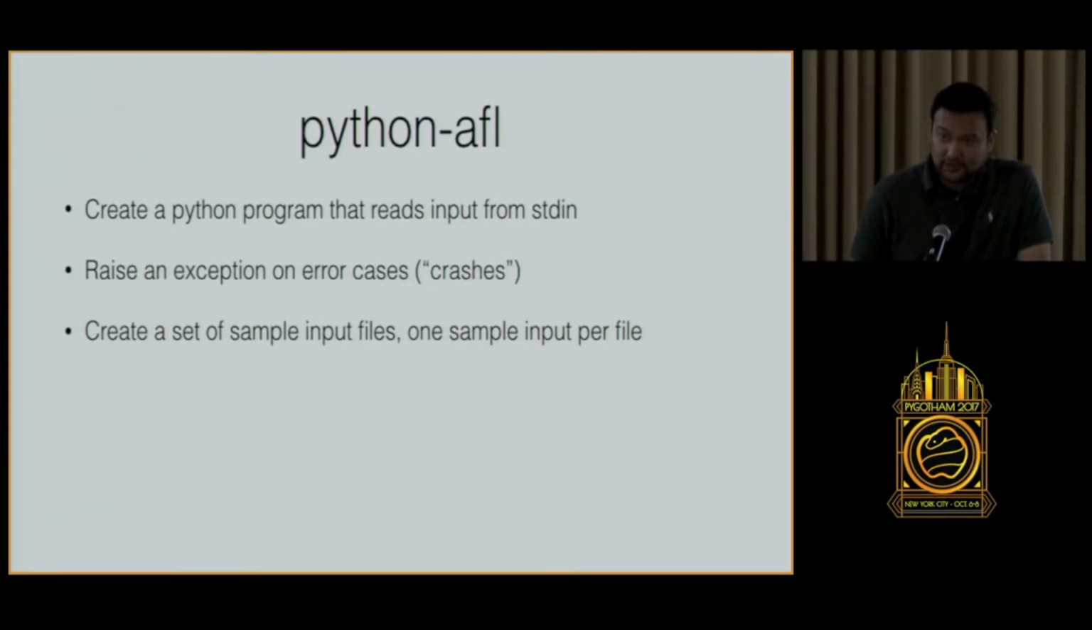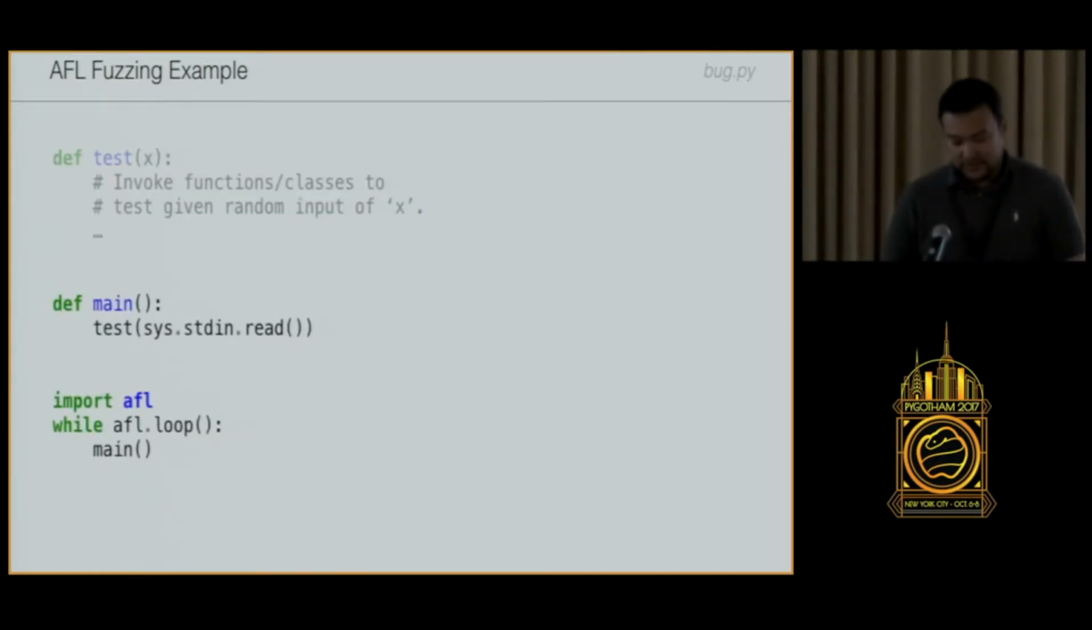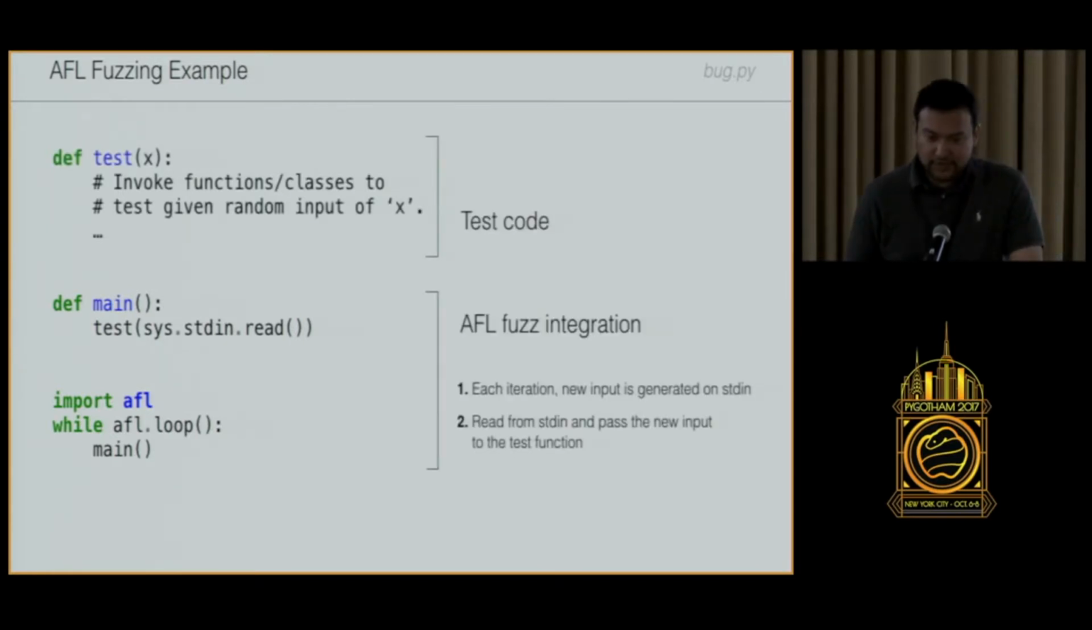And all you have to do to integrate with this is write a driver script that reads random data from standard in, and then feeds that to whatever code you want to test. So for example, this would be the bare minimum you would need to use for a fuzzer. You just have whatever test function that's going to accept random input, and then you have the AFL integration part, which is just a function that says we're going to do an infinite loop here, and then we're going to just call main. And in each iteration through main, we're reading from standard in, which is the randomly generated data, and we feed that to our test function. So this is a pretty straightforward process, and again, you can use this for fuzzing all sorts of things, really.